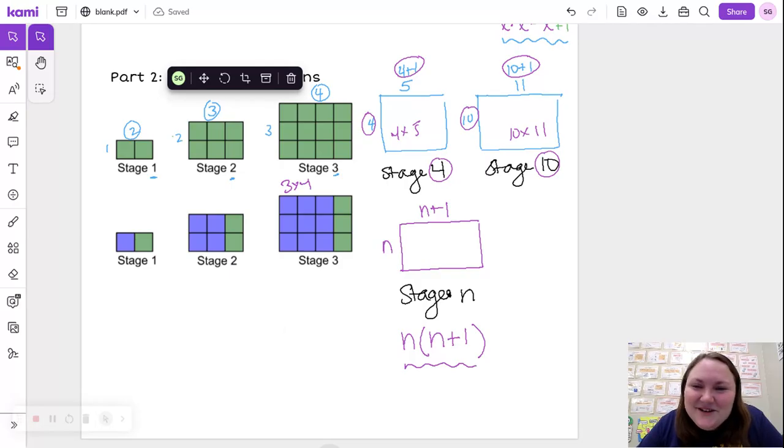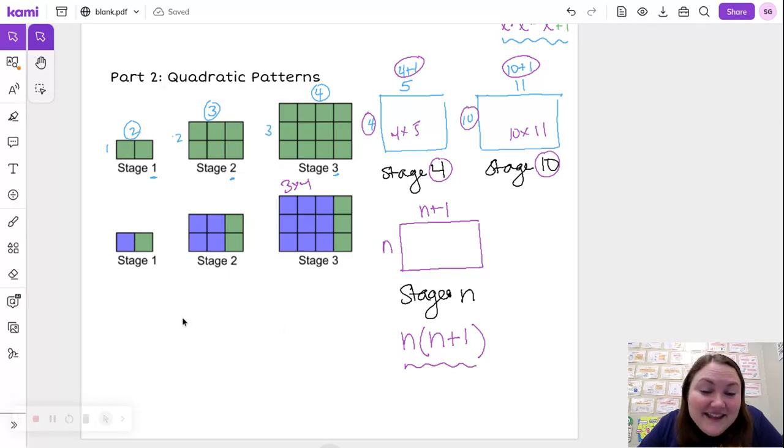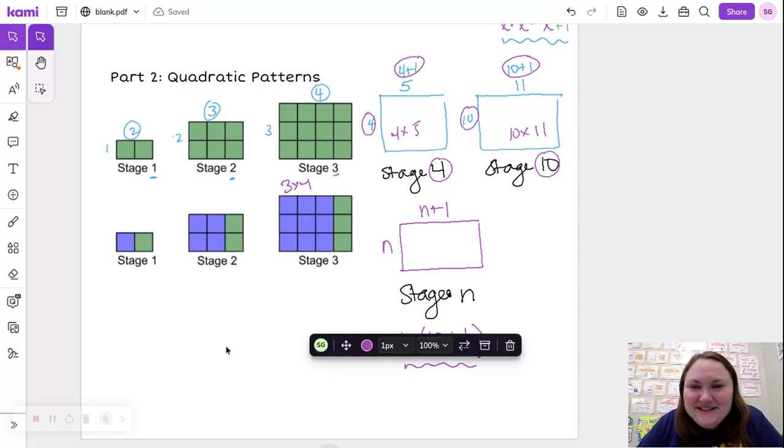In today's lesson, we're going to be focusing on patterns that look like this, as well as coming up with those different expressions to represent them. You are ready for today's lesson.